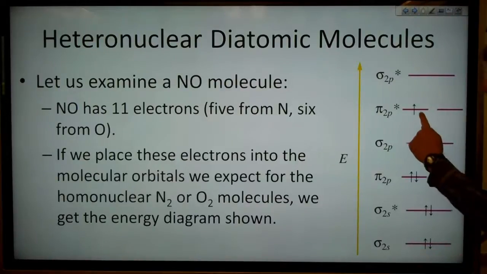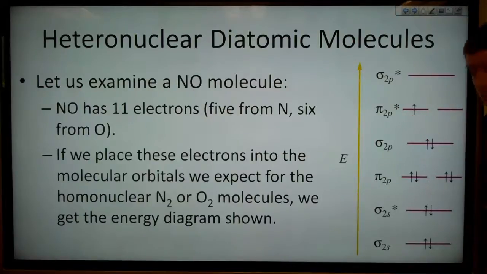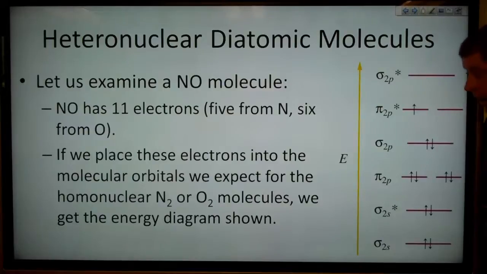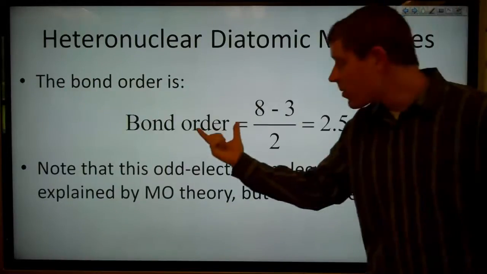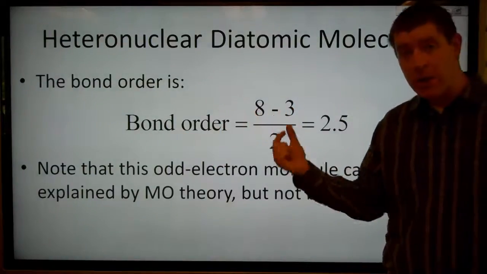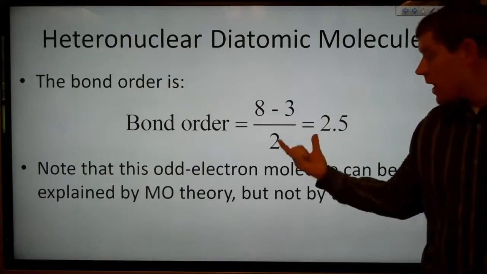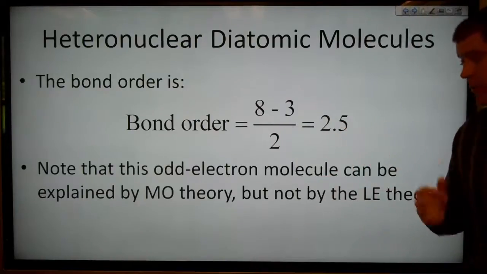Note here that we have an odd number of electrons, 11 electrons. We have 1 electron in the pi 2p star orbital. So now the bond order is 8 bonding electrons, minus 3 antibonding electrons, divided by 2, which gives a bond order of 2.5.